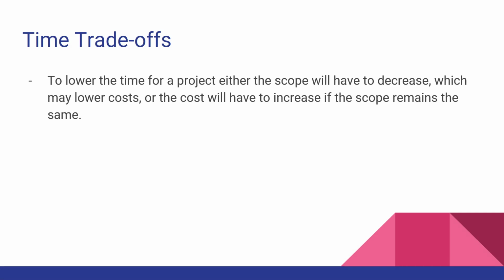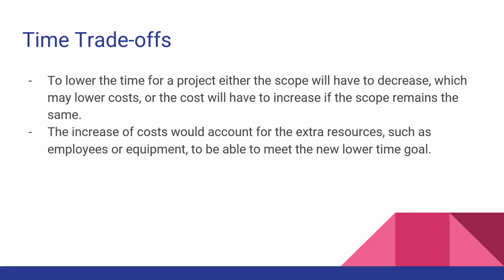To lower the time for a project, either the scope will have to decrease, which may lower costs, or the cost will have to increase if the scope remains the same. The increase of costs would account for the extra resources, such as employees or equipment, to be able to meet the new lower time goal.